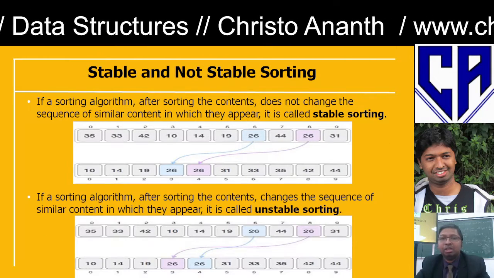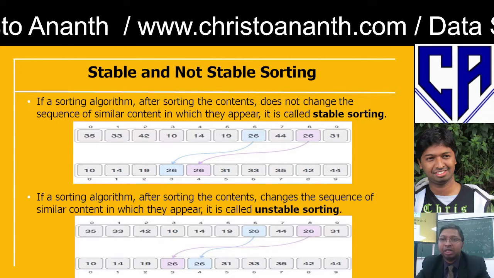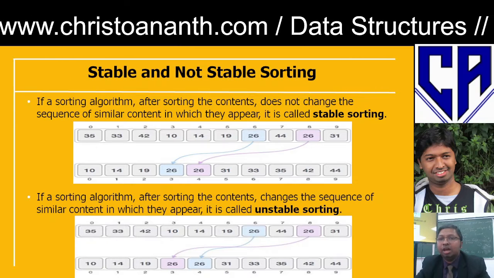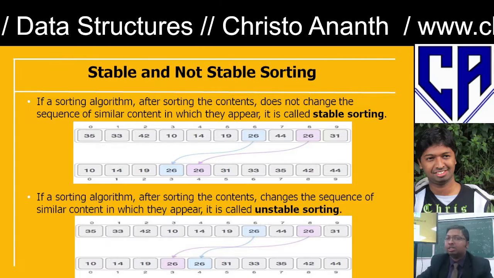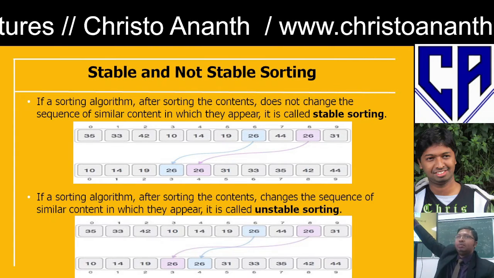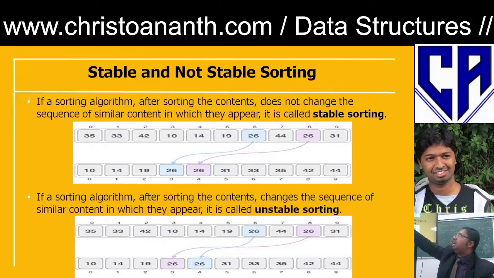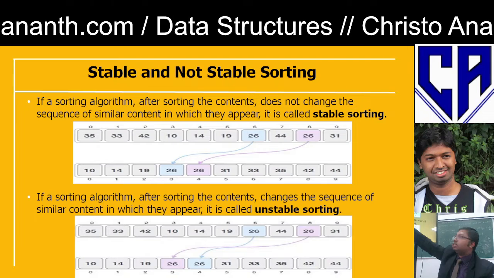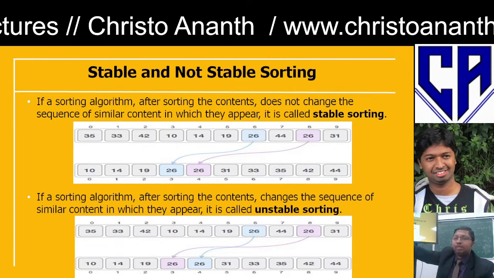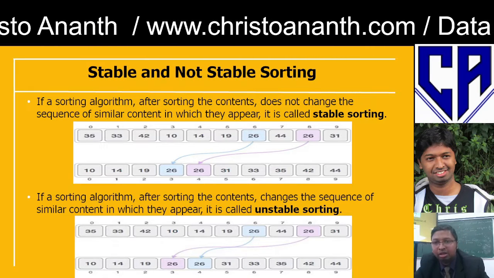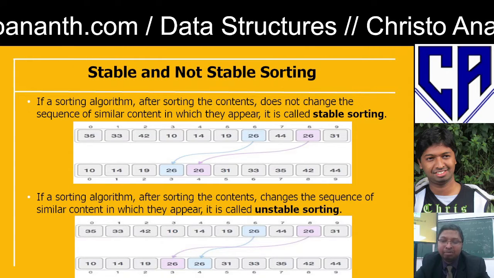There is also stable as well as non-stable sorting. In a sorting algorithm, after arranging the contents, if it does not change the sequence of the similar content, then it is called stable sorting. For example, here the numbers are placed in an unordered manner. If you try to arrange it, and 26 and 26 stay one after the other without changing, then it is called stable sorting. But if it changes the similar content, then you call it unstable sorting.